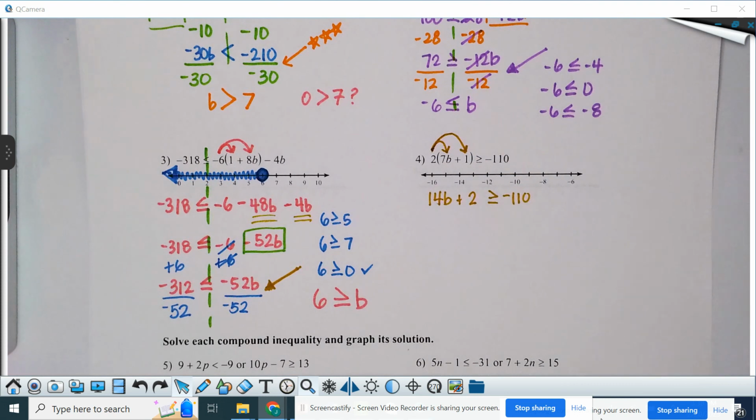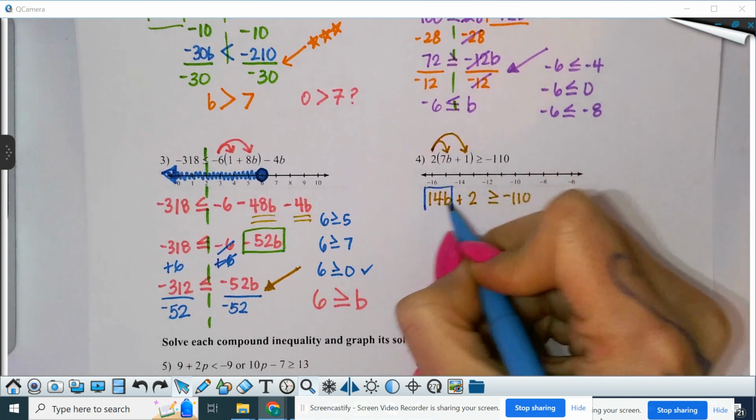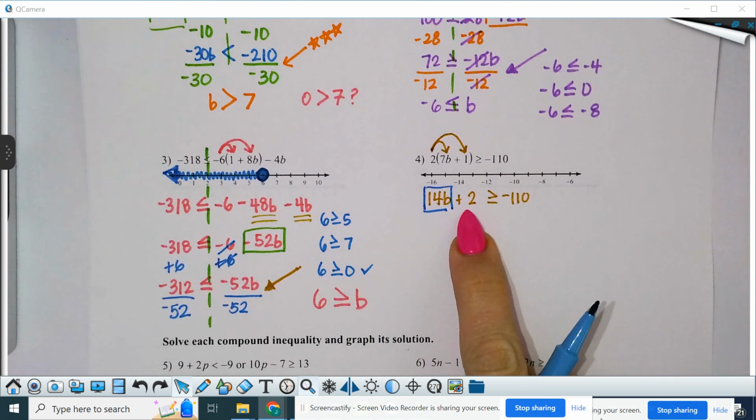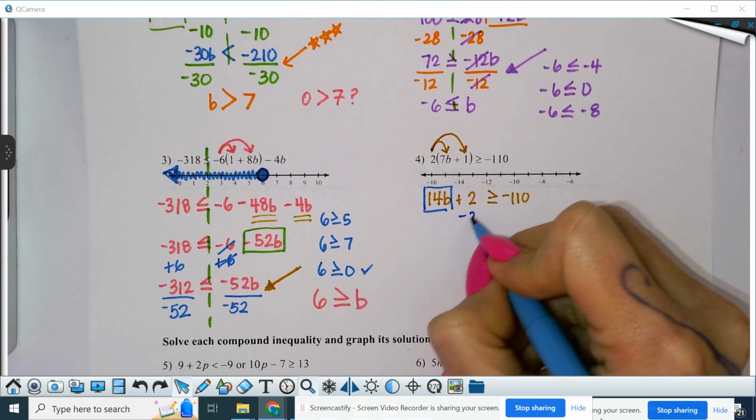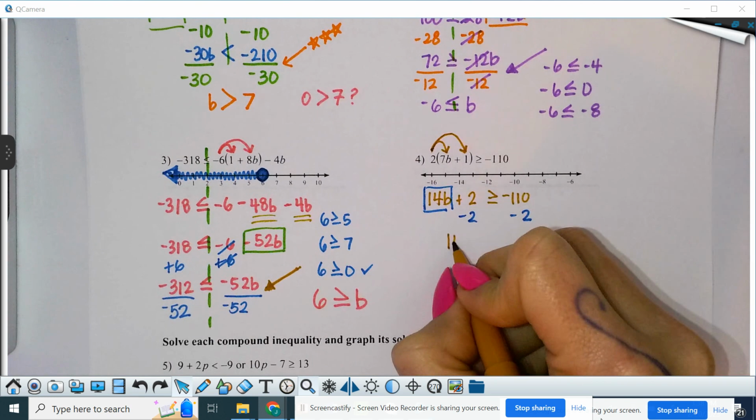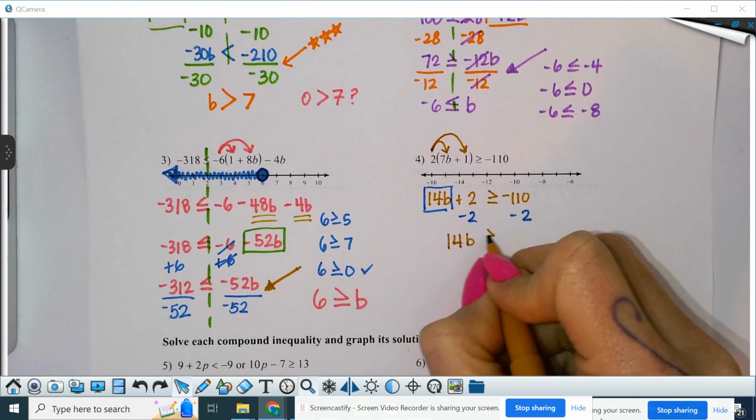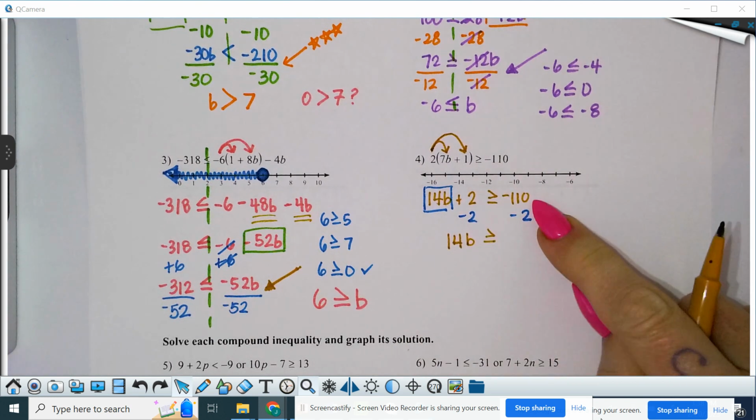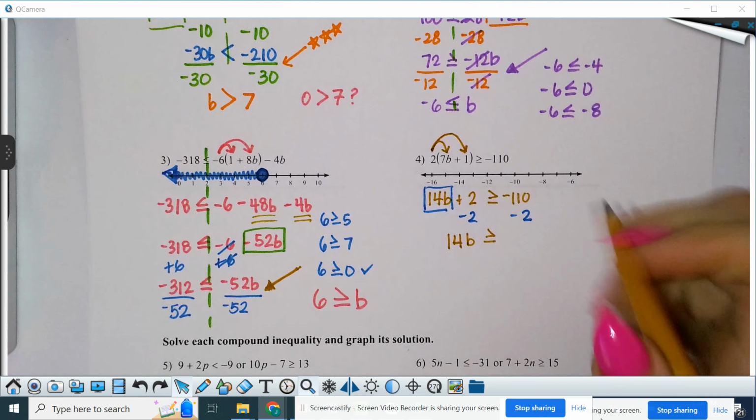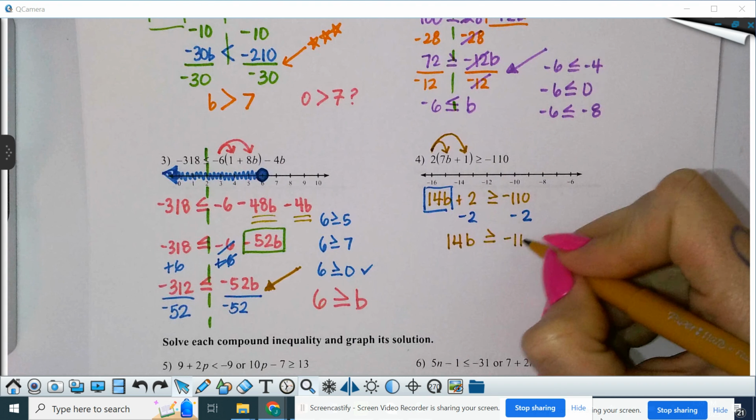Again, we're going to get our 14b by itself. That's addition of 2. So the inverse of a positive 2 or addition of 2 is going to be minus 2. So I have 14b is greater than or equal to, I owed you 110, and then I spent, because it's in the negative, I took away 2 more, which means I owe you 112.